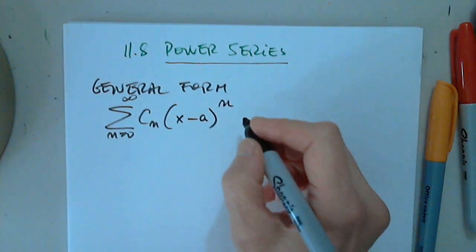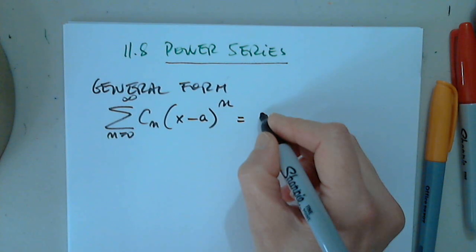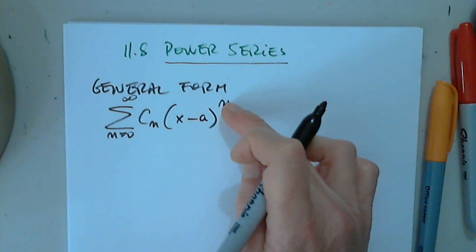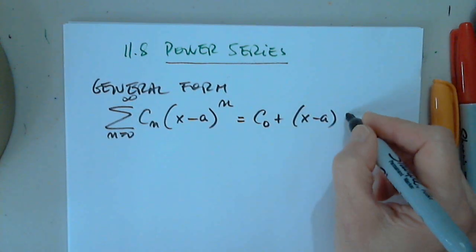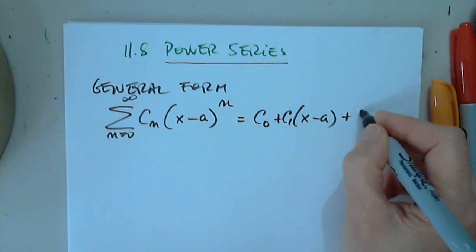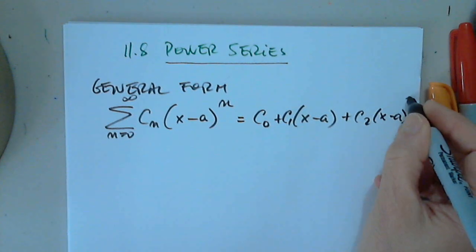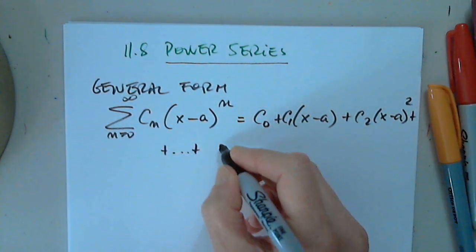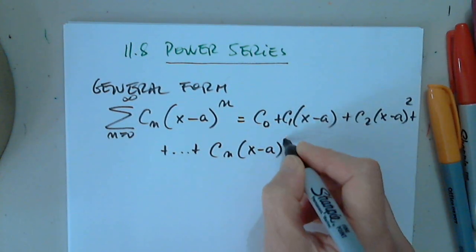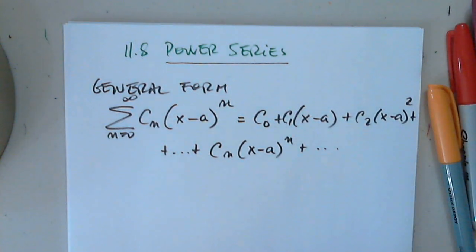Again, how does this look? When n is 0, we have c0 plus, of course, c1 times x minus a to the first power, plus c2 times x minus a to the second power, plus dot, dot, dot, plus, of course, cn times x minus a to the nth power, and it continues.